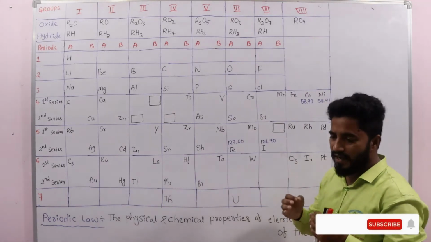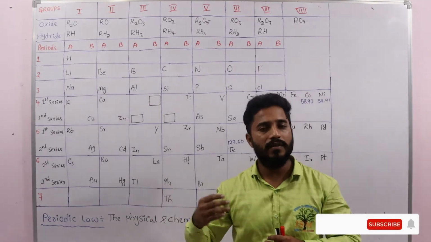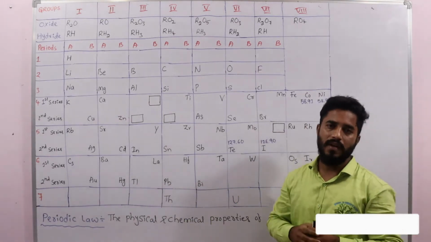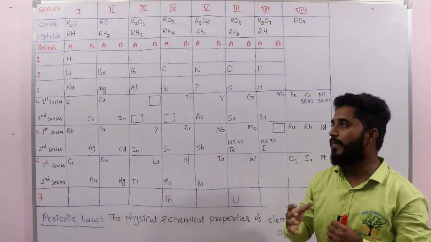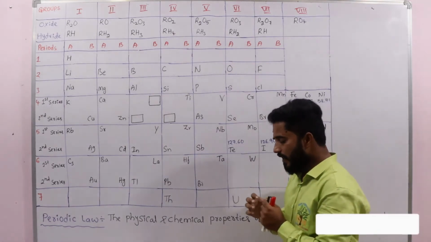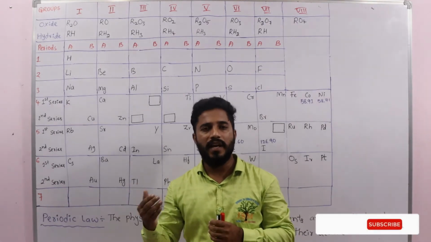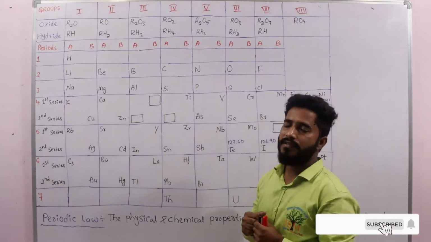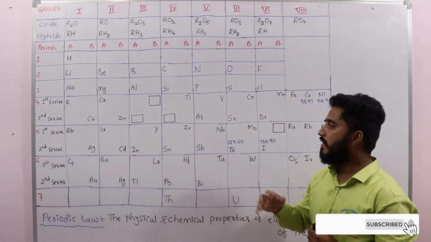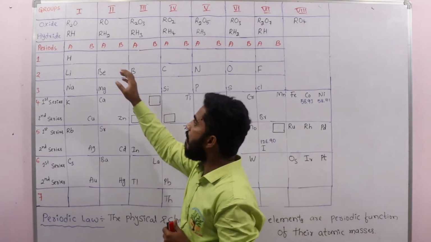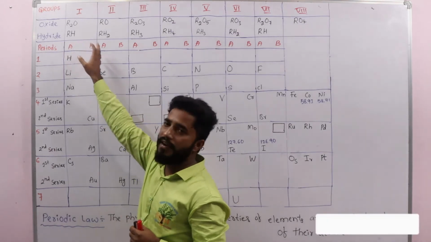He arranged the elements based on the increasing order of atomic weight or atomic mass, and he also took the physical and chemical properties of elements. Physical properties means melting point, boiling point, density, etc. Chemical properties means reaction with oxygen and reaction with hydrogen. When these elements react with oxygen they form oxides, and when they react with hydrogen they form hydrides.